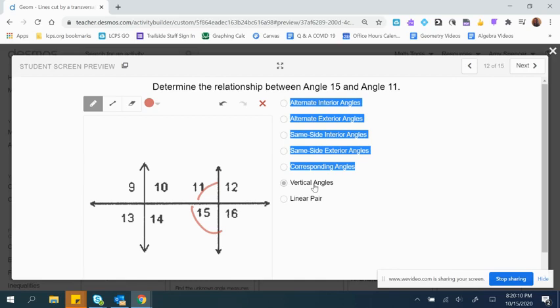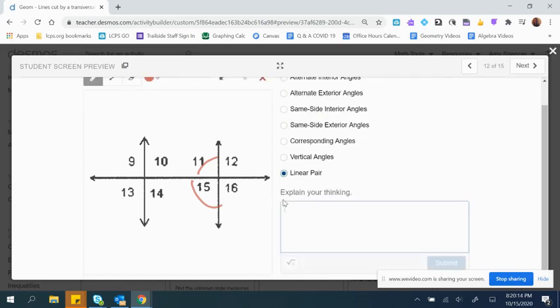Vertical angles are also not adjacent because they have to point at each other. It is the linear pair here that makes them adjacent. And again, remember, the linear pair says that your two angles share a common side, marked there in green, and then the non-common sides create a straight line. That's shown in blue. Again, please pause and write down your thinking to help you remember how you identified this.